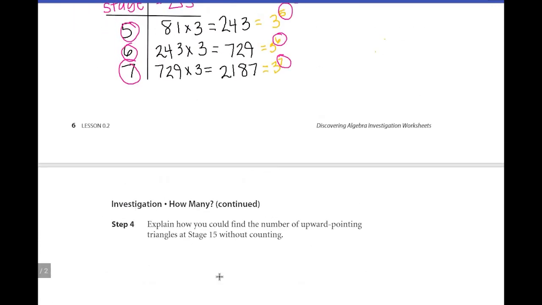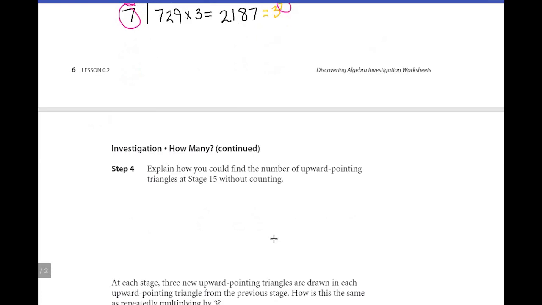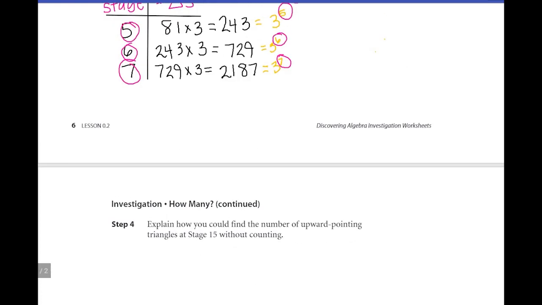And let's just see if we can answer this question. I'm going to leave this one up to you. Explain how you could find the number of upward pointing triangles at stage 15 without counting. So you can go ahead and answer that question.